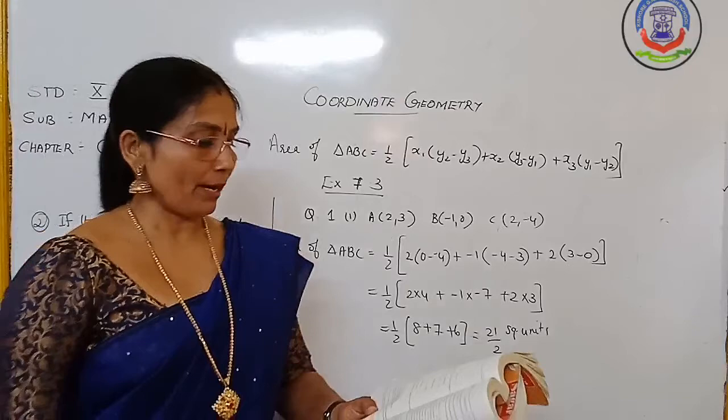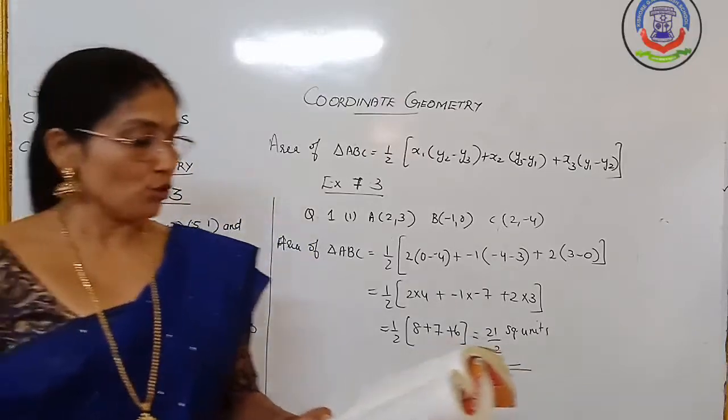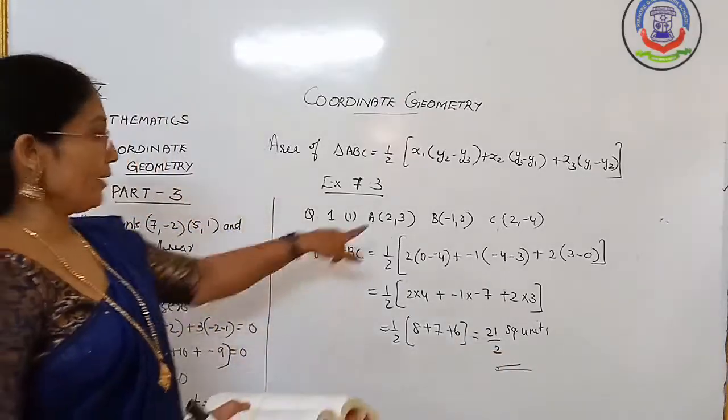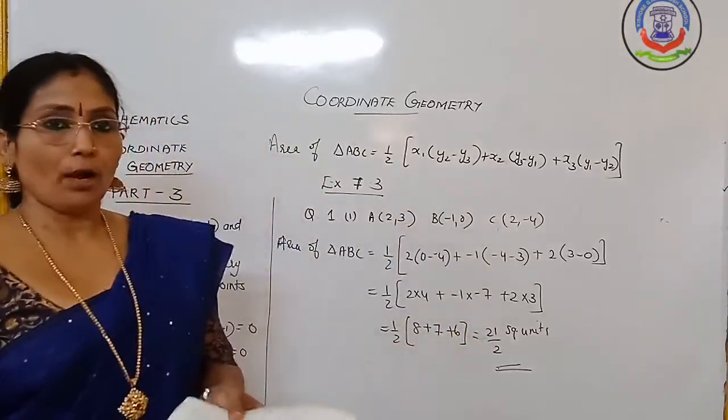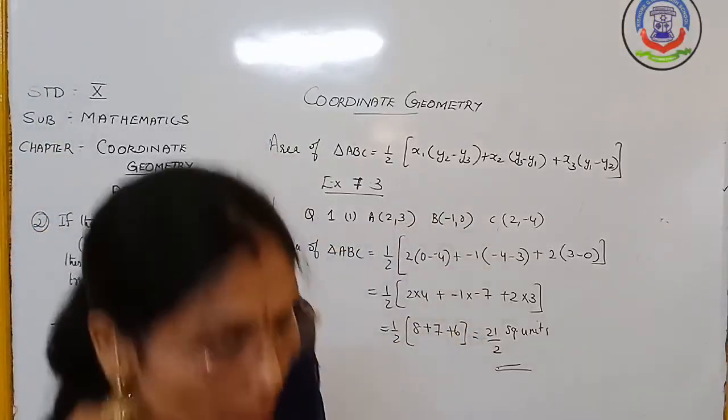Exercise 7.3, first question. Find the area of the triangle whose vertices are (2, 3), (minus 1, 0), and (2, minus 4). So how do we find the area of this triangle?